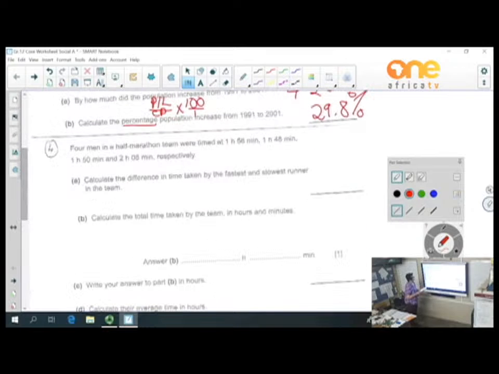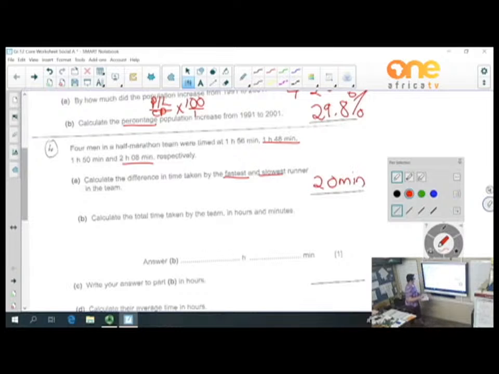Right, question 4. 4 men in a half marathon team were timed. There's all their times respectively. Calculate the difference in time taken by the fastest and the slowest runner in the team. So which one was the slowest one? Obviously this one, isn't it? And the fastest one? That one is the fastest one. So if we subtract the 2, remember there's only 60 minutes in an hour. If we subtract it, the difference is 20 minutes between the 2 there.